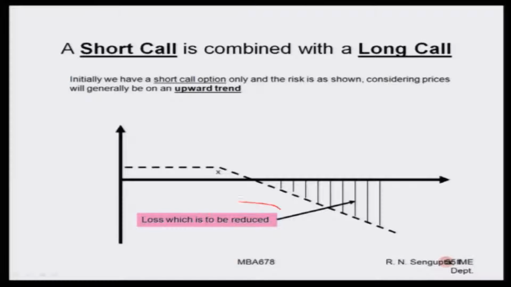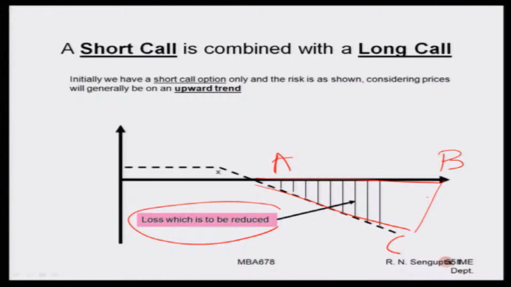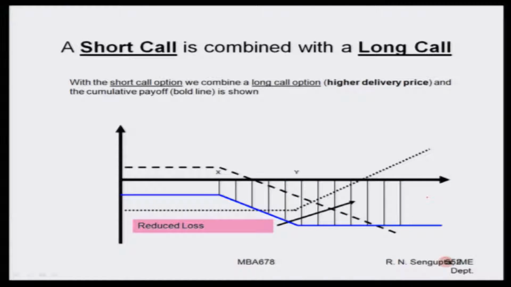This is the loss which is to be reduced, and the overall loss is given by this triangle A, B, somewhere C. I am just denoting A, B and C to help you understand. Initially we had a short call option only, and the risk is as shown, considering prices will generally be on an upward trend. Now, we combine that with the long call option, but remember these highlighted points are important: the delivery price is higher, which is Y.